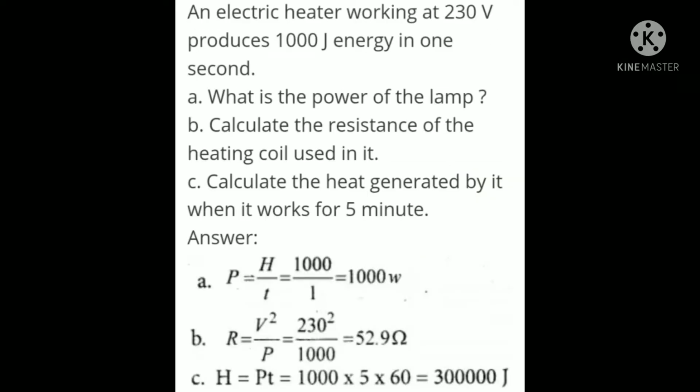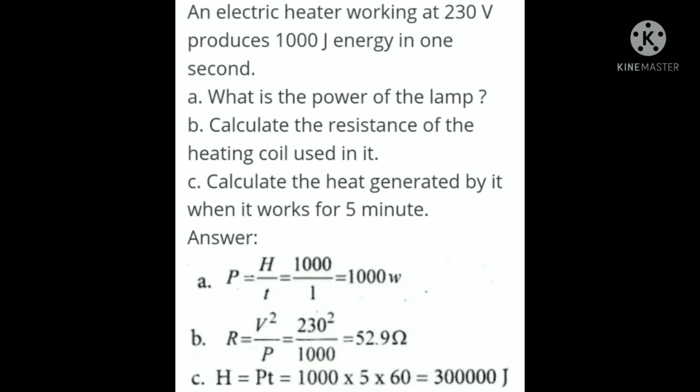Next problem. An electric heater working at 230 volt produces 1000 joule energy in 1 second. What is the power of the lamp? Calculate the resistance of the heating coil used in it. Calculate the heat generated by it when it works for 5 minutes. We are already writing the given factors. Voltage V is equal to 230 volt.